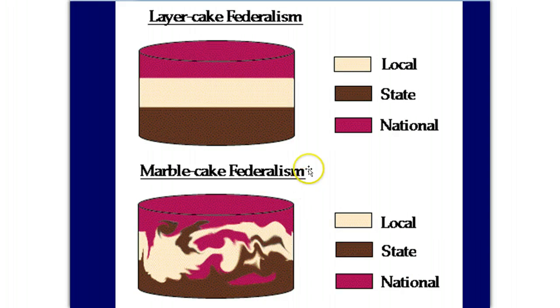We used to have a system known as layer cake federalism, where the powers were very neatly divided between the local, the state, and the national government. But as our government has grown, it's turned more into a marble cake where they are more mixed together and it is hard to distinguish.